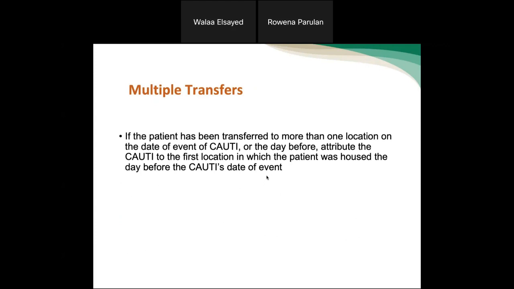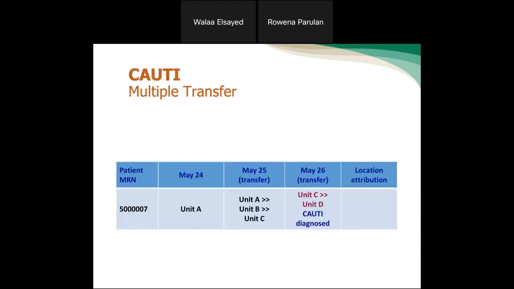So, again, I'm repeating this point: if the patient's CAUTI date of event happens to be on the day of transfer or the next day, then the CAUTI will be attributed to the previous location, not the present location. For example, this patient was present on 24th of May in unit A. On 25th of May, he was transferred from unit A to unit B, and on the same day he was transferred to unit C.